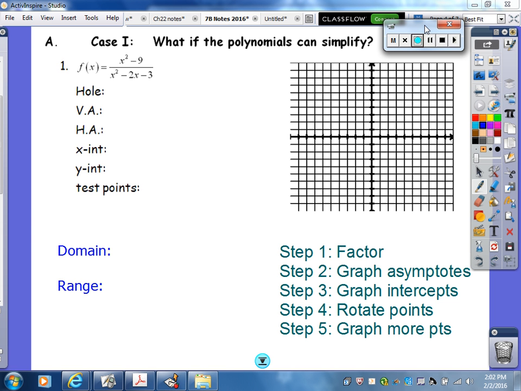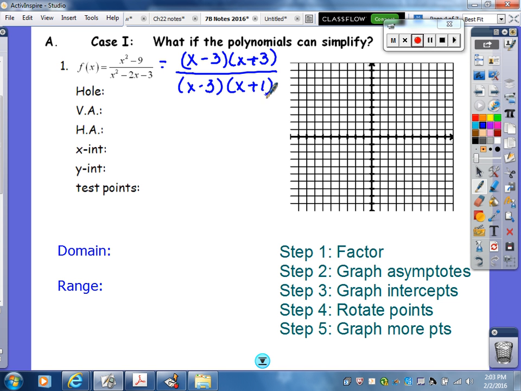This is going to be in rational form where you have a numerator and a denominator. Take a moment, and if you need to, pause the video and write down the following steps. So step number 1, we're going to factor our numerator and our denominator. So we're going to get x minus 3 times x plus 3. And then our denominator, what multiplies to give us negative 3, but has a difference of negative 2? That's going to be x minus 3, x plus 1.